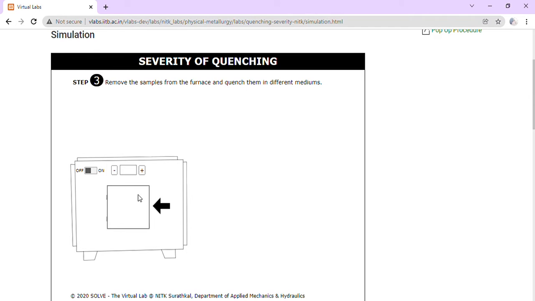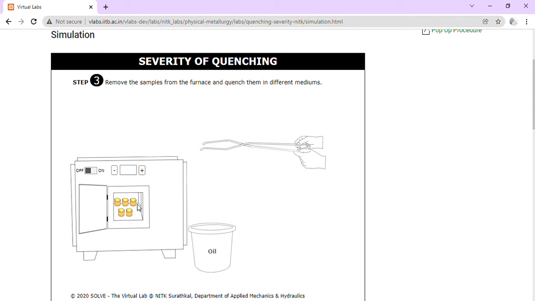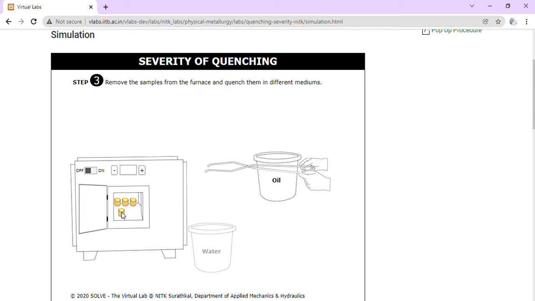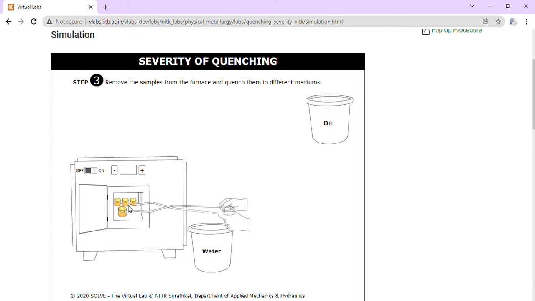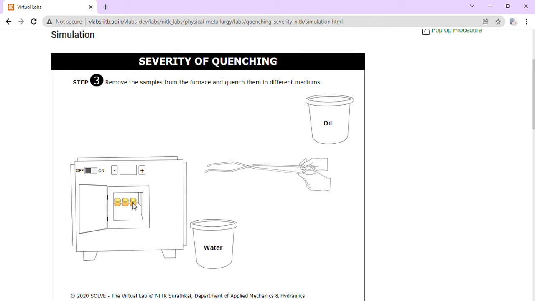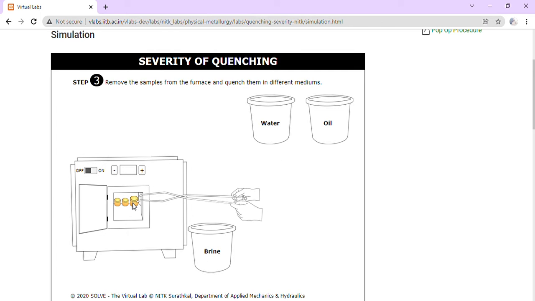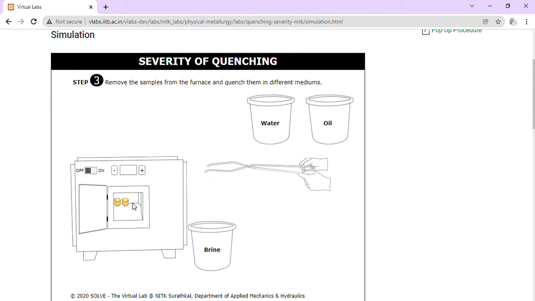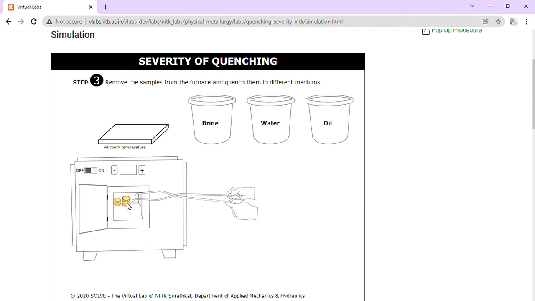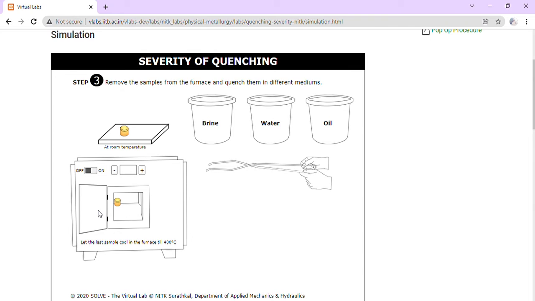Step 3, remove the sample from the furnace and quench them in different mediums. First, we quench in oil. Second, in water. Third one, in brine. The fourth at room temperature, and for the last sample we let it cool in the furnace until 400 degrees Celsius.